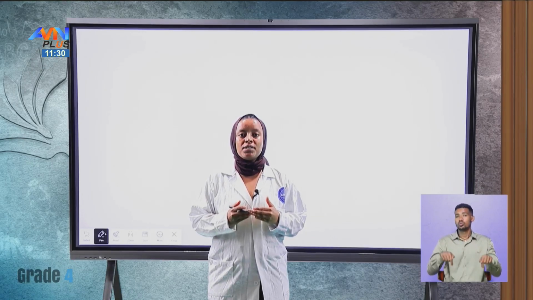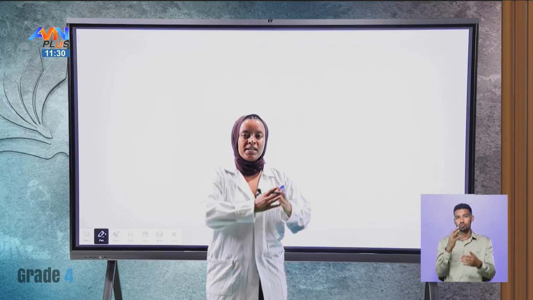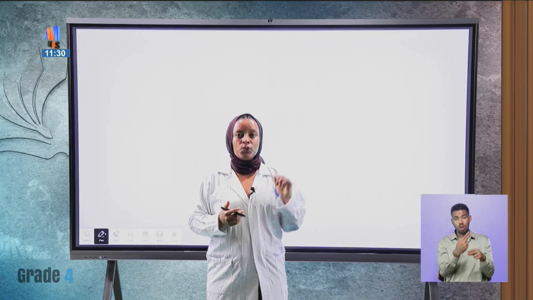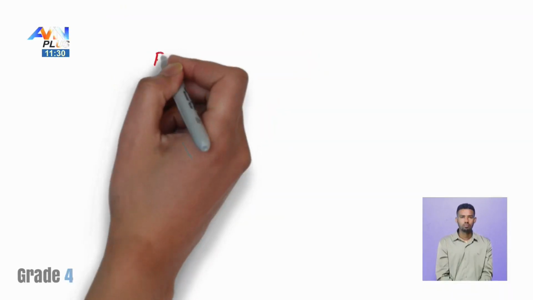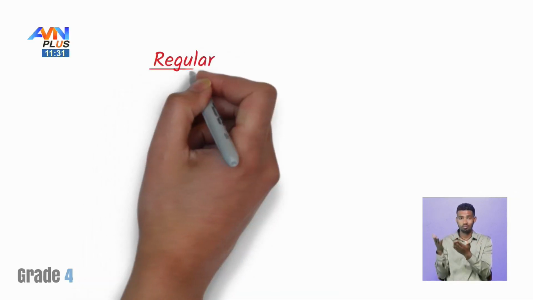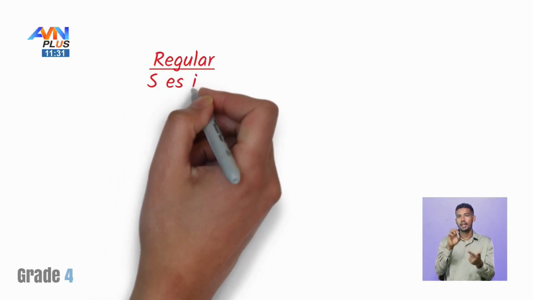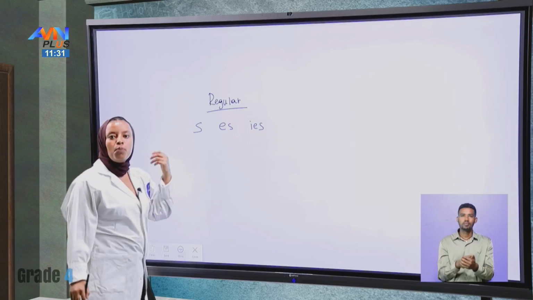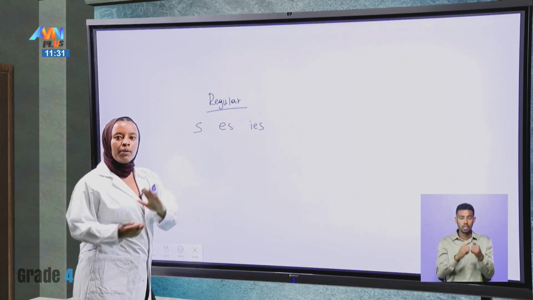Students, let us summarize today's lesson. Today, we were discussing plural forms of nouns. It means singular to plural. There are 2 types of rules. The first one, regular, and the second one, irregular. When we come to regular, we easily add S, ES, and IES. Most nouns add S at the end of their plural forms.